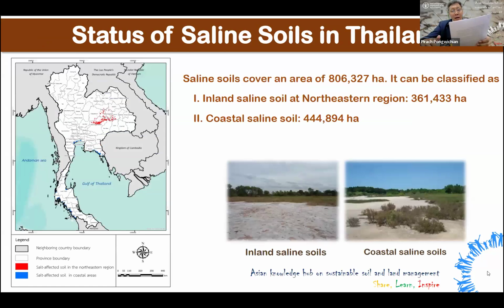For today, I will emphasize saline soil. Saline soil in Thailand covers an area of 806,000 hectares. It can be divided into two types. The first one is the inland saline soil, located in the northeastern region, covering an area of about 360,000 hectares. And the second one is the coastal saline soil, covering an area of 444,000 hectares.